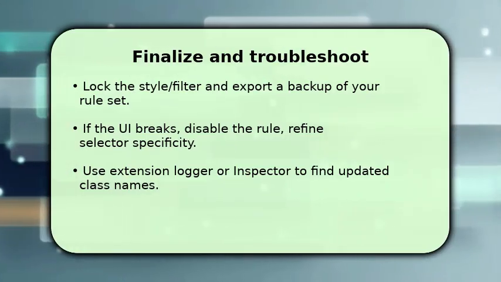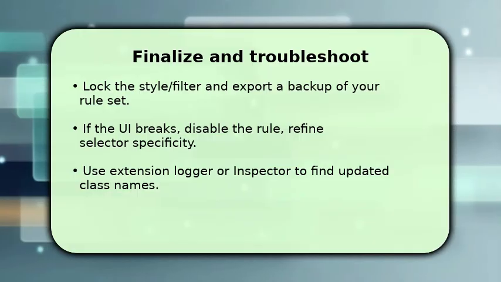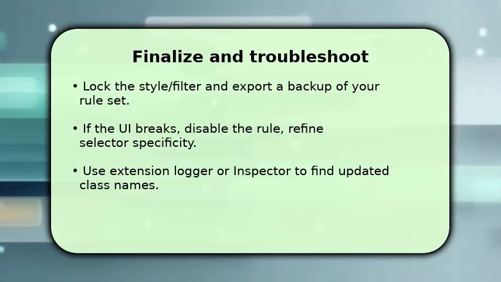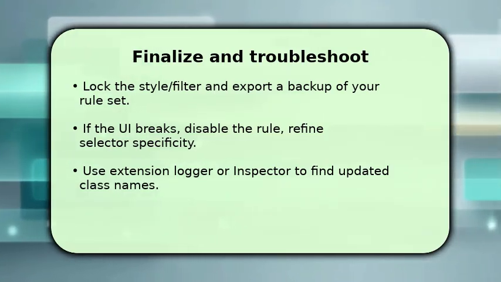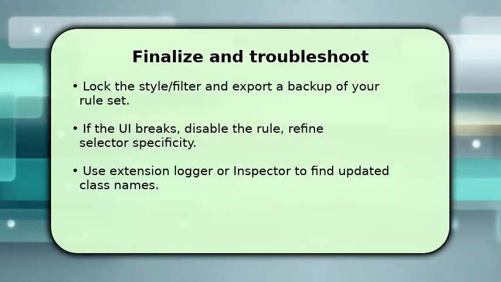Make sure the rule targets only the button elements to avoid hiding other controls. If the UI breaks, immediately disable the rule and refine the selector with more specific attributes or parent containers. If buttons reappear after updates, use the extension's logger or the inspector to find new class names and update your rule. This gives you a maintainable workflow to keep the buttons hidden over time.